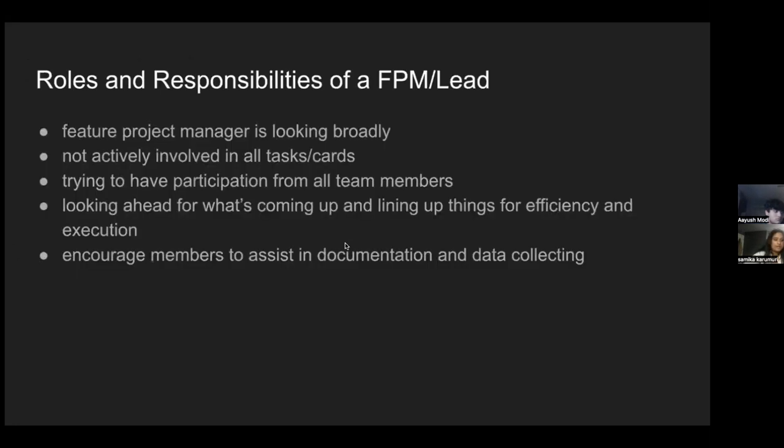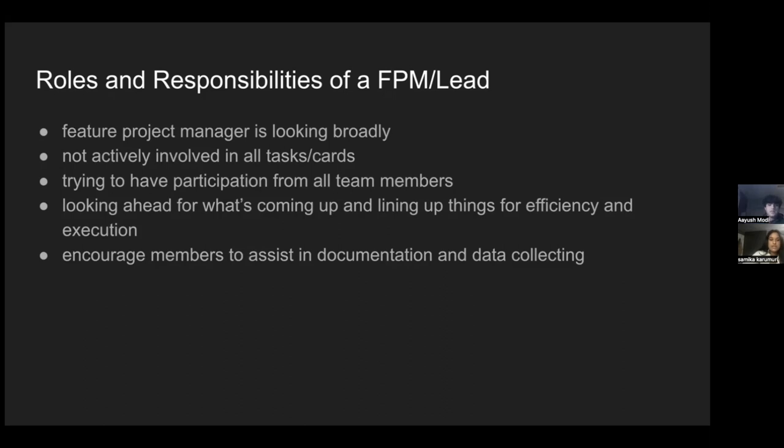So what exactly does leading from behind really mean? While our leadership team is the backbone of our team, we can't forget our goals towards sustainability and spreading knowledge among the whole team. So as a result, some responsibilities of FPMs and leads include looking broadly, so keeping the end in mind and looking at how we can be more efficient as a whole.